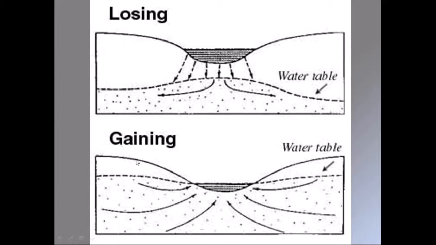A gaining stream, on the other hand, is actually fed by the water table itself, and the level of water in that gaining stream is the outward manifestation of the elevation of the water table. So the groundwater is feeding that stream. That's called a gaining stream.